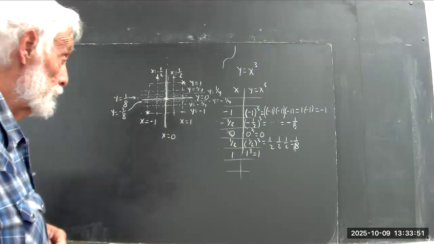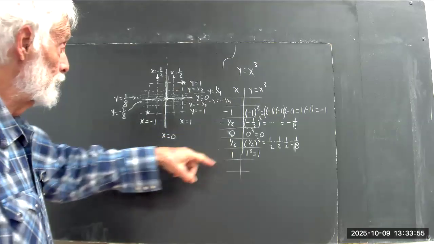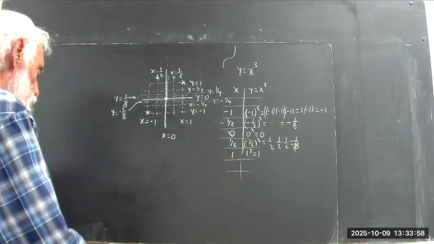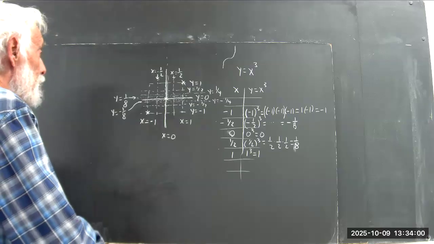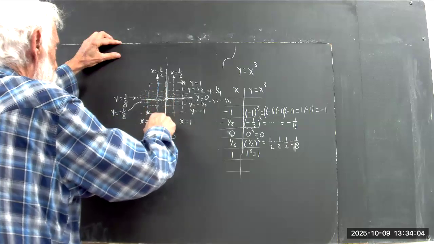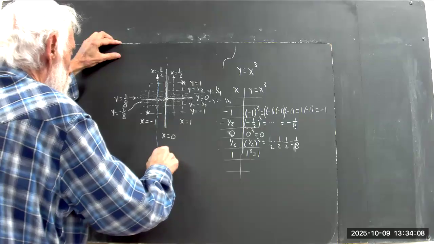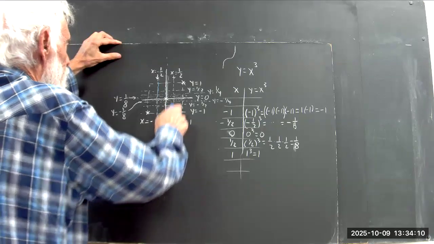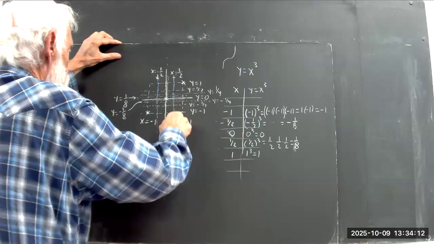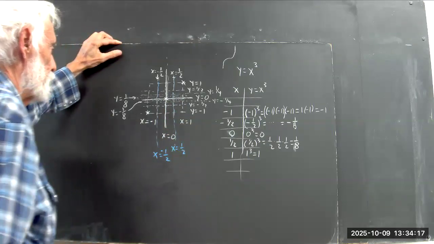The point here is that x equals 1/2. Where is x equals 1/2? Here's the line where x equals 1/2. Actually, that's -1/2. Here's the line where x equals 1/2.